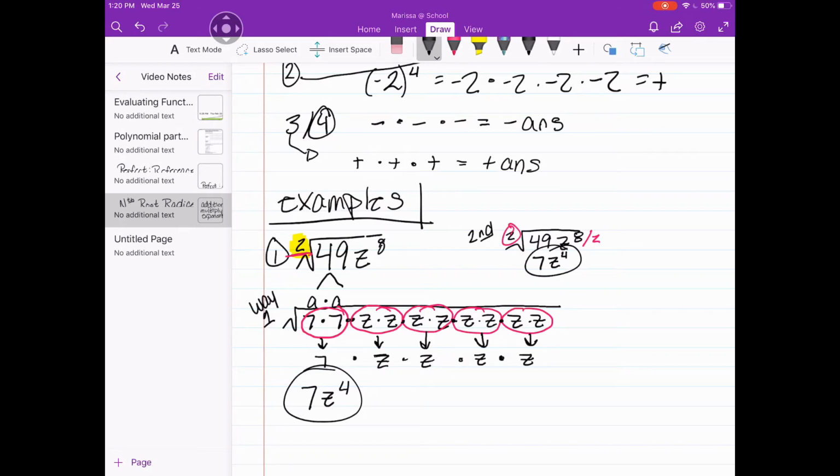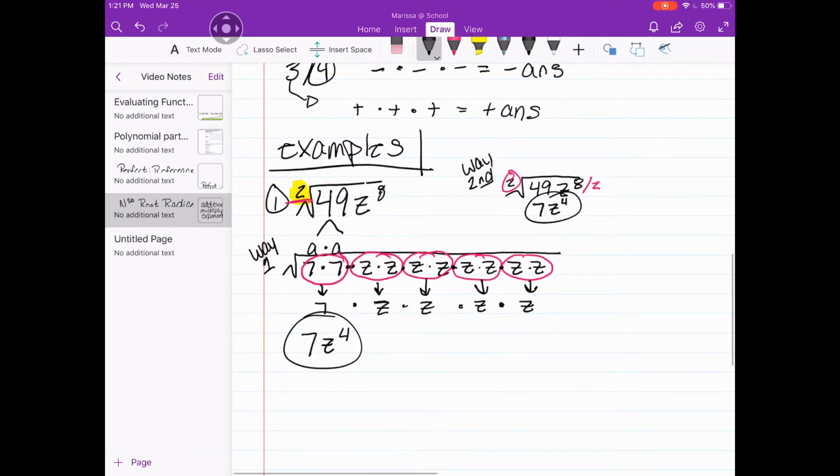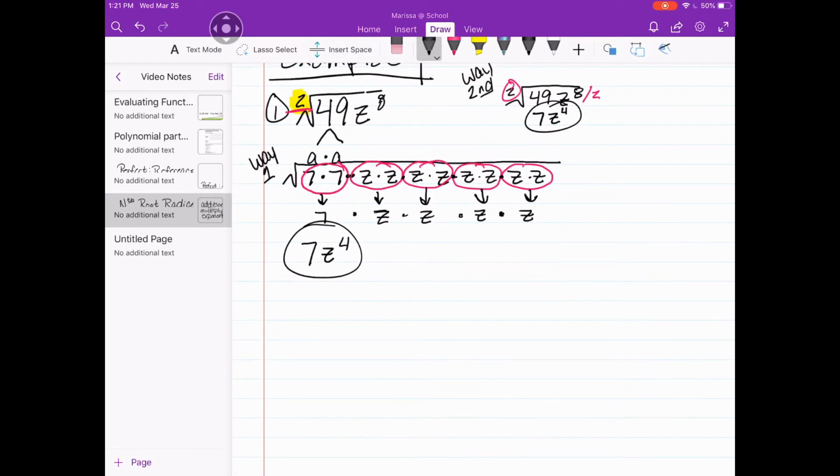If you prefer to write it all out, you can do that. If you prefer to just use division and find what root it is, so 7 times 7 would be the root of 49, you can do it that way as well. We're going to do a few more examples. So, example number 2.